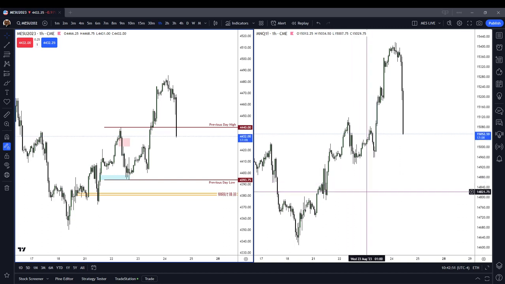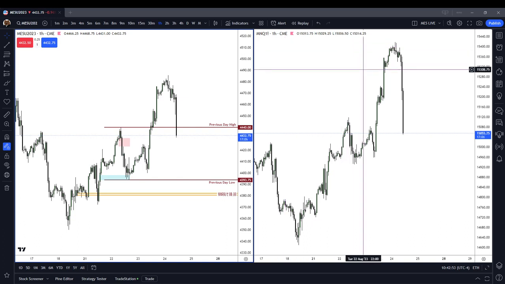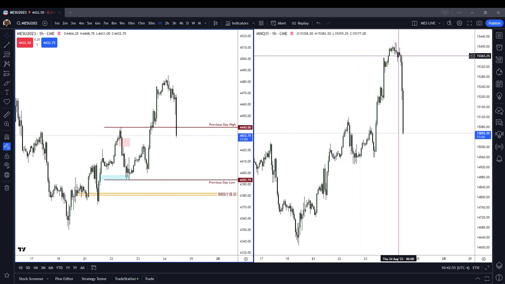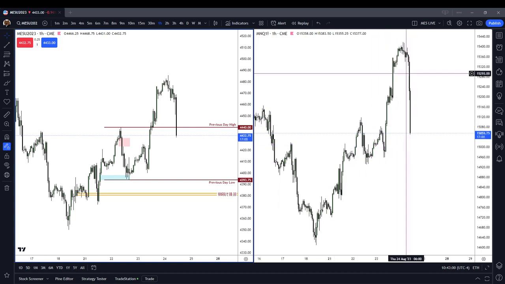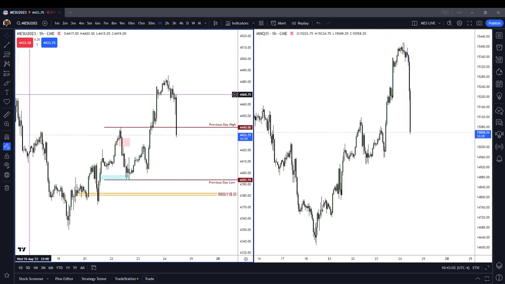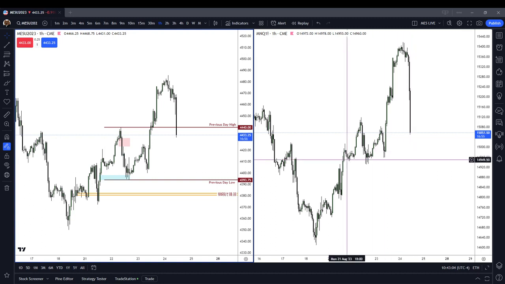You need to look for two assets like the micro ES and the micro NASDAQ that are highly correlated, and look for the extreme points where one might make a new high, the other one does not. One makes a new low, the other one does not. Okay, guys, this video we covered smart money technique or smart money tool or instrument divergence.